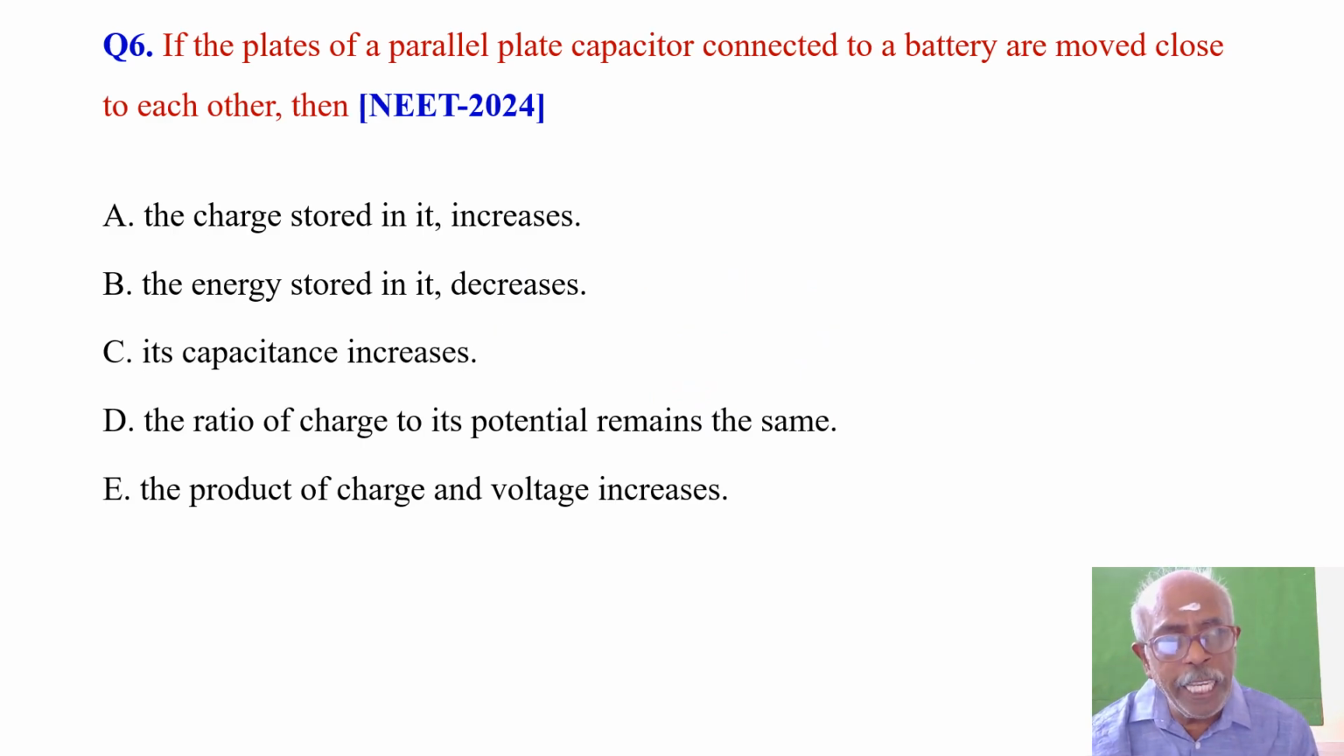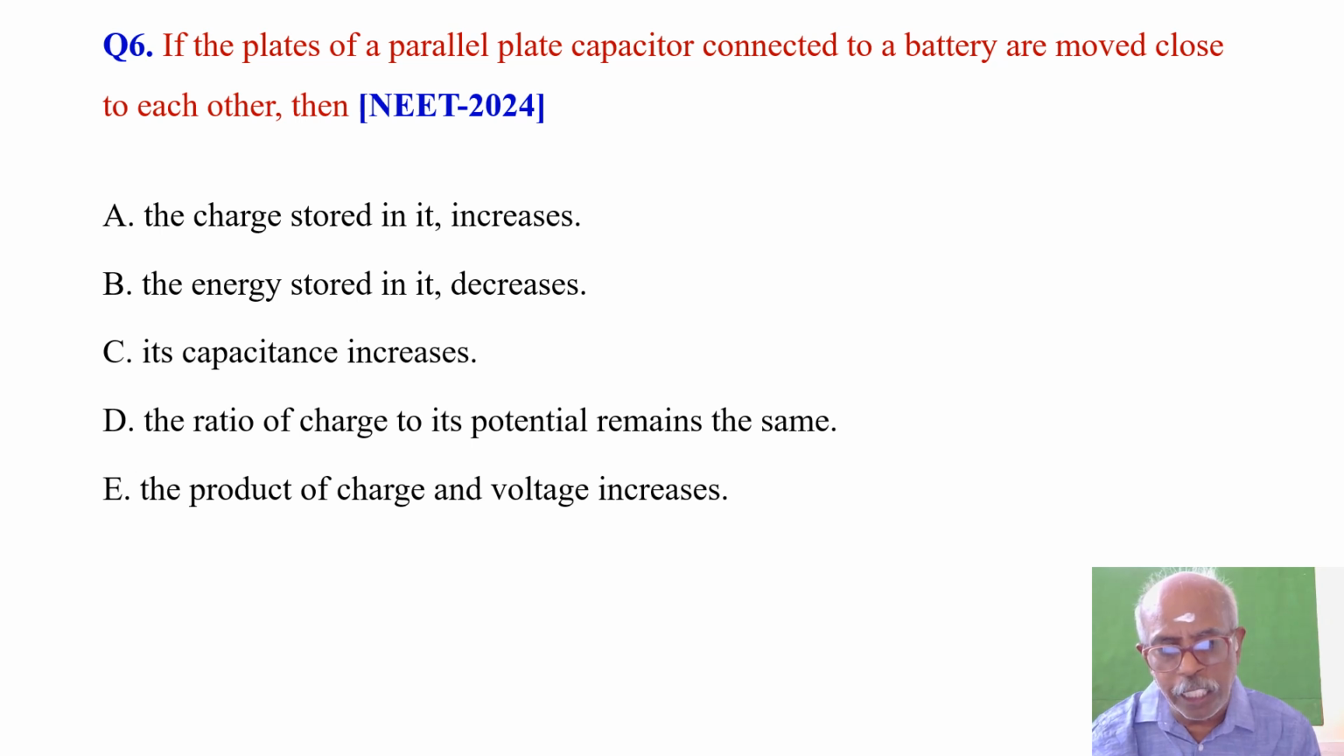If the plates of a parallel plate capacitor connected to a battery are moved closer to each other, then you are given 5 points. These are not the options of your questions. So, if the plates of a parallel plate capacitor are moved closer, it means what? The distance between the two plates.